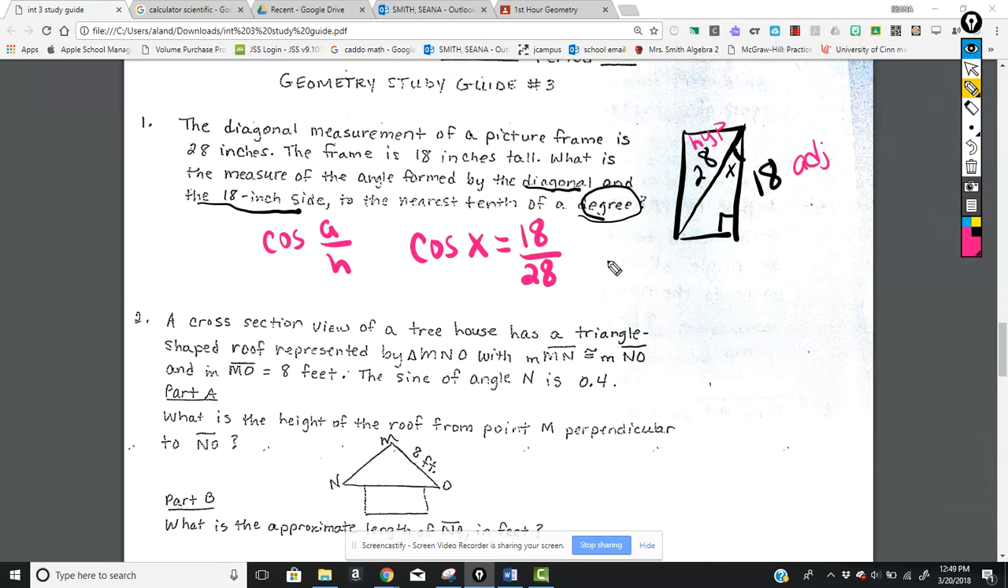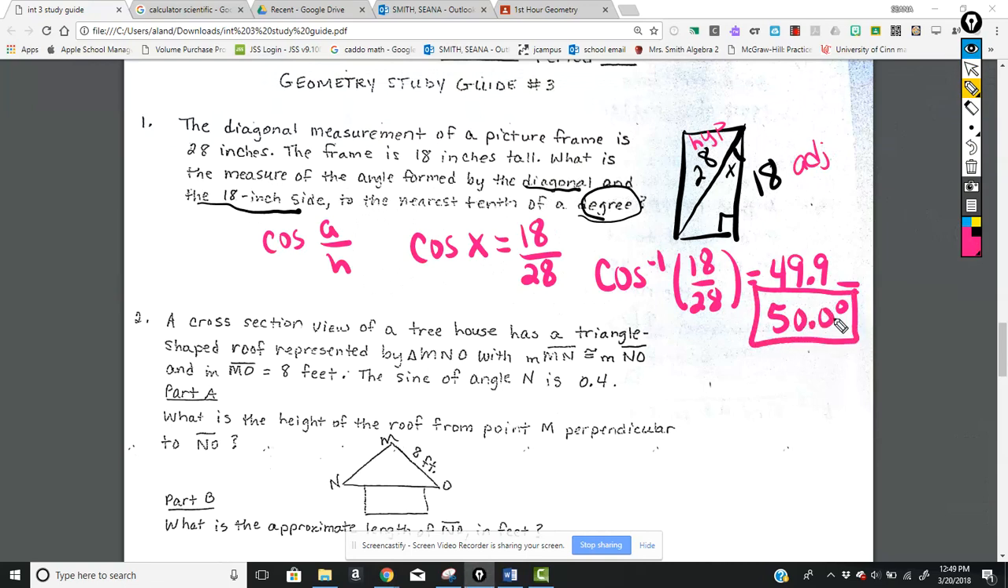Then remember, when you don't know the angle measure, you type in the calculator cosine -1, 18 divided by 28. When you type that in, you should get, it's actually 49.9, and there's another number behind that which rounds it to 50.0 degrees since we're taking it to the 10th. They may show you this as 50 or 50.0. Either way, pause and write down if you need to.